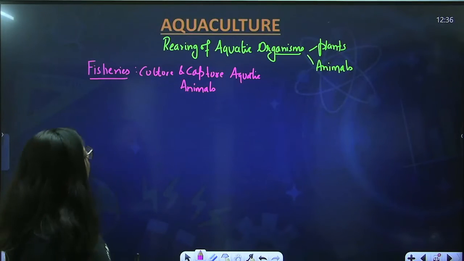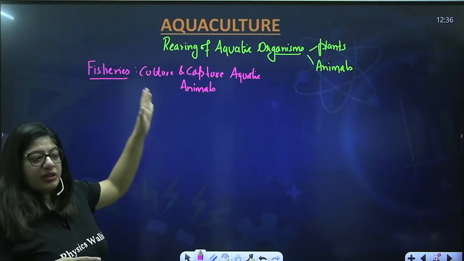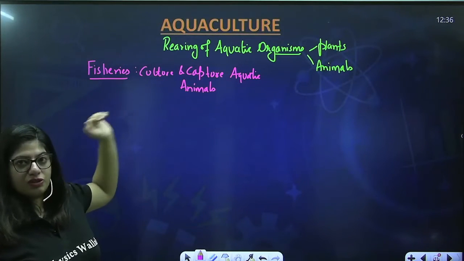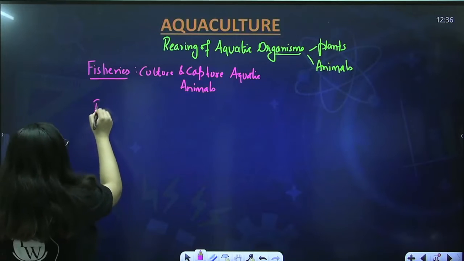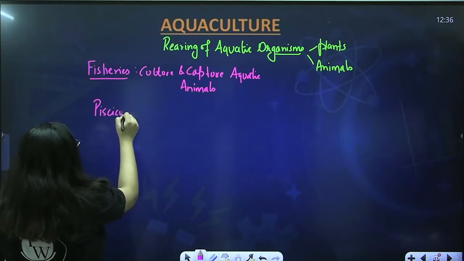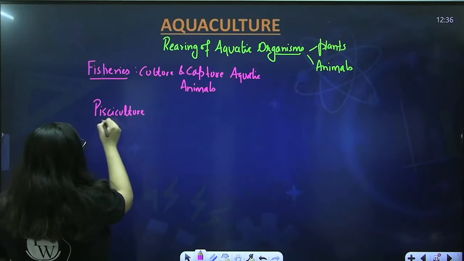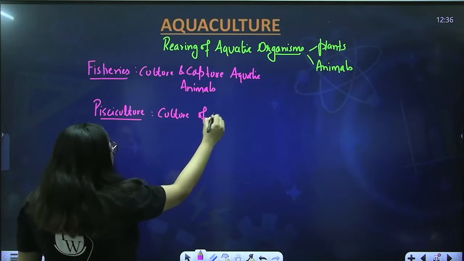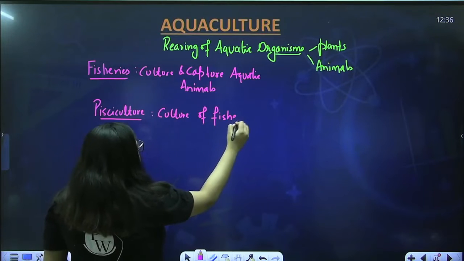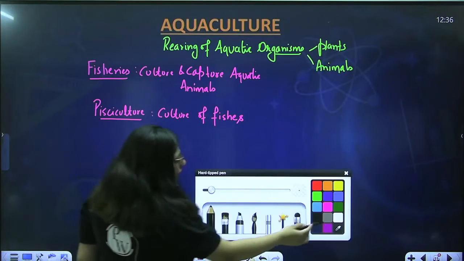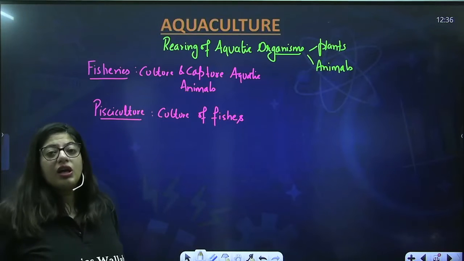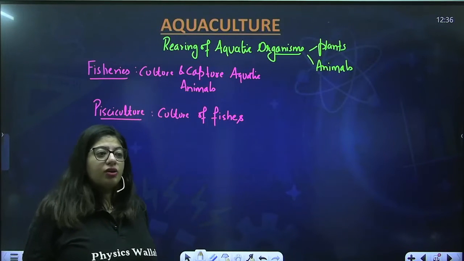Okay, so the culture and capture, that means capturing means you go to sea and capture these organisms, that is included in fisheries. Whereas pisciculture, the word pisci is always used for Pisces, Pisces means fishes. In this one you culture only fishes, nothing else. Okay, so it's a very vast industry, it's a large industry, I tell you. Aquaculture is a very large industry.